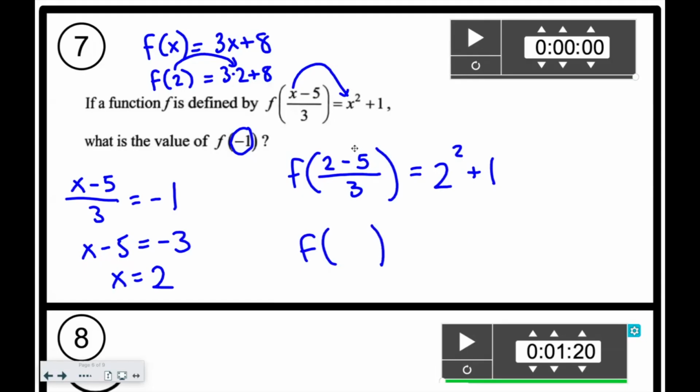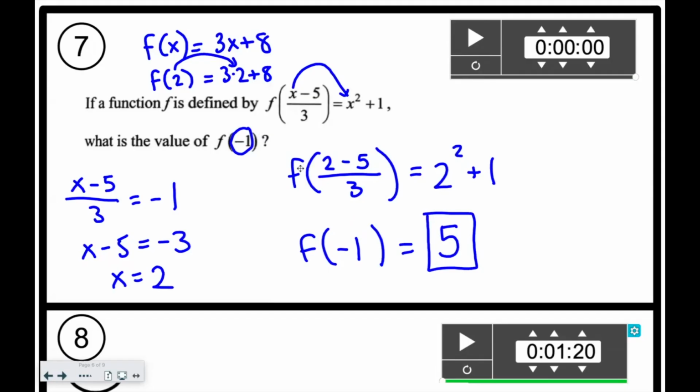And look what happens when we do this. 2 minus 5 is -3, and -3 divided by 3 is -1. That is what we wanted. We wanted it to say f of -1 in here. And then on this side, just 2 squared is 4 plus 1 is 5. So the answer to the problem is 5.